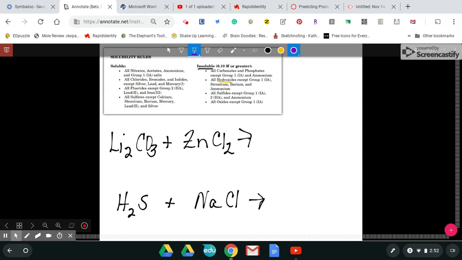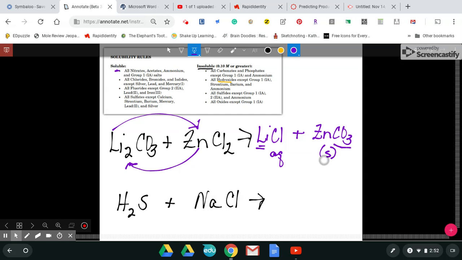So here's the correct answer. So remember, this is going to go here. This is going to go here. So I should get lithium chloride plus zinc carbonate. Because I've got an alkali metal, this will always be aqueous. That's that rule right there. All right. Carbonates. Carbonates are insoluble. Zinc is not one of the exceptions. So this is a solid. So this reaction would take place. All right. Let's look at the next one.